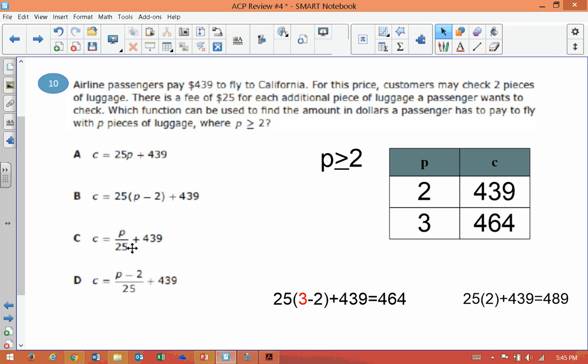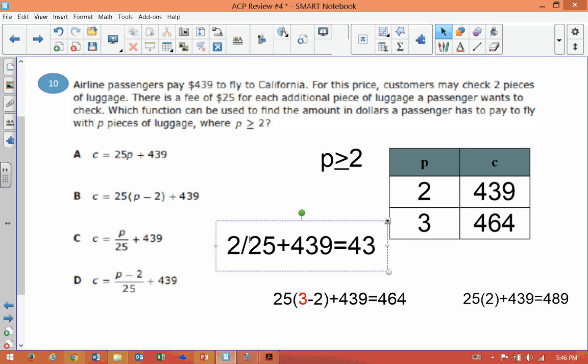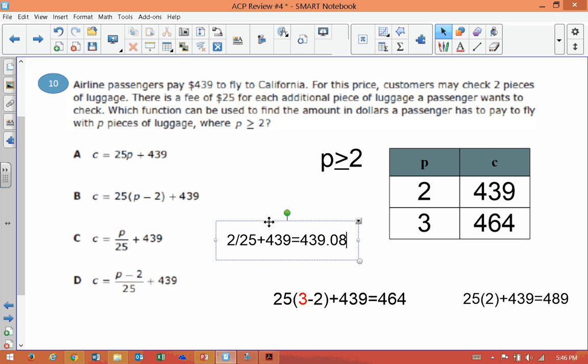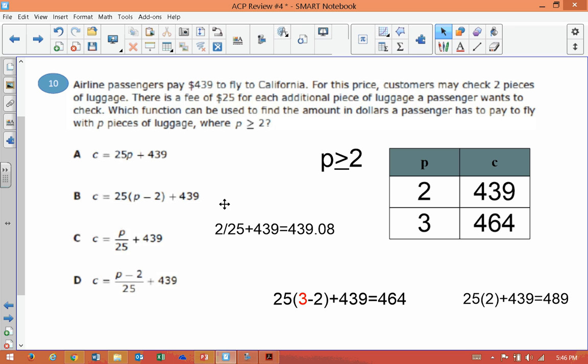Just so that you can see that C and D don't work, look at C. If P is equal to 2 for C, then you're going to get 2 over 25 plus 439. 2 over 25 is 8 cents. So it's going to be 439.08. That would be the cost for two pieces of luggage using the equation for C. So we know that doesn't work.